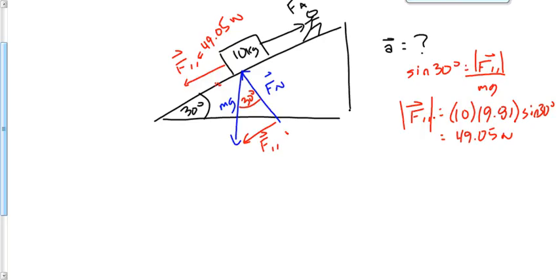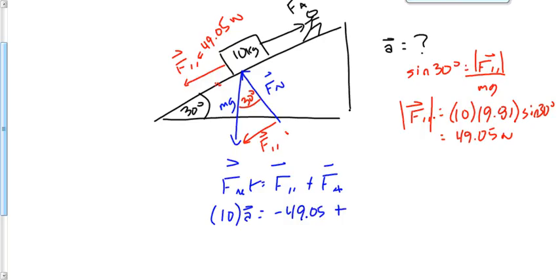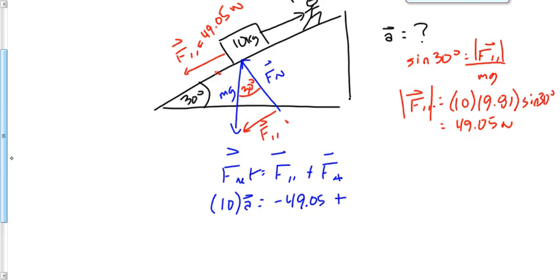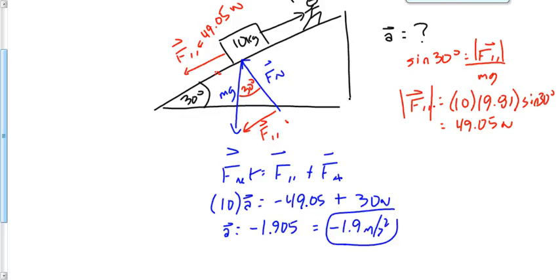So we're going to say F net is equal to the sum of the forces. That's F parallel plus FA. F net, 10 times the acceleration, equals negative 49.05 plus the applied force of 30 newtons. We're going to say negative 19.05 on the right side divided by 10 is negative 1.905. We're going to round that to two digits, negative 1.9 meters per second squared. So 1.9 meters per second squared down the hill.